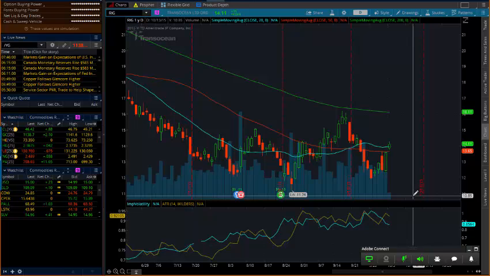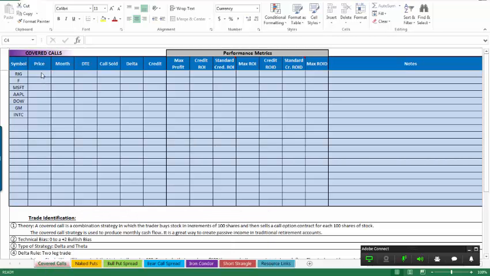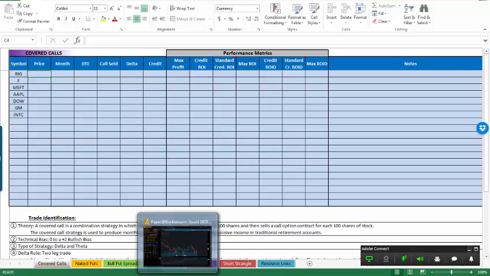So let's get the information we need for RIG, TOS V4. So we got price here. All right, price, month, DTE, call sold, delta, and credit. Okay, now the rest will kind of fill itself out. So how do we find this information?